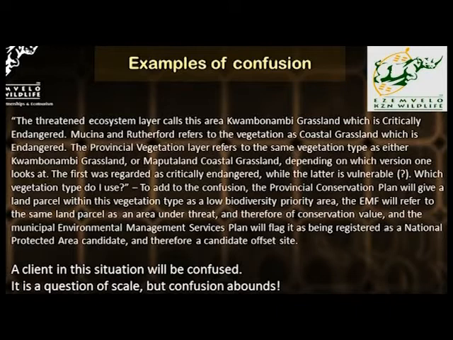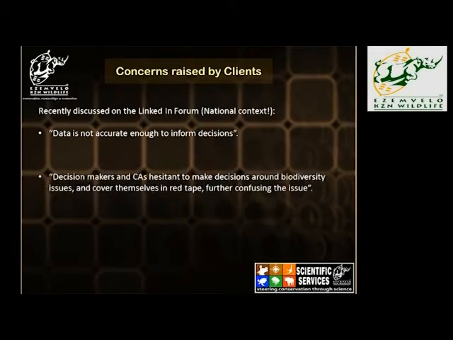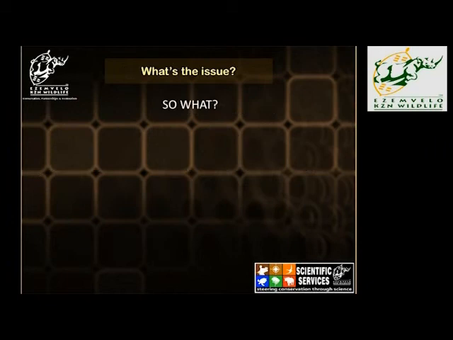So then my response was, well, actually, the provincial conservation plan says that that land parcel is identified as a low biodiversity priority area. But the EMF that I know of refers to the same as being under threat, and therefore of some conservation value. The EMSP says, no, it's actually a national protected area candidate, and therefore should be a candidate offset site. So, yeah, clearly, it's a question of scale, but our client is left there saying, what are you guys doing to me?